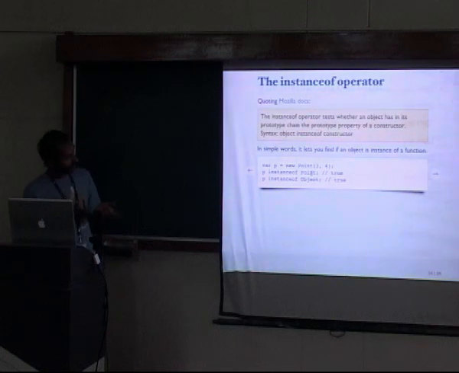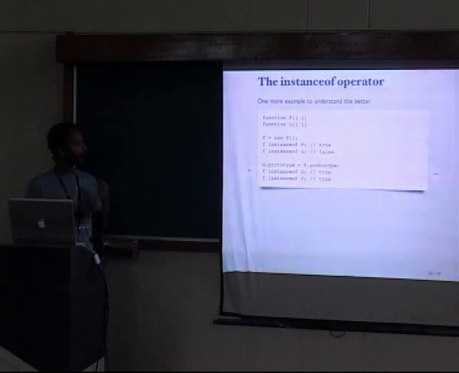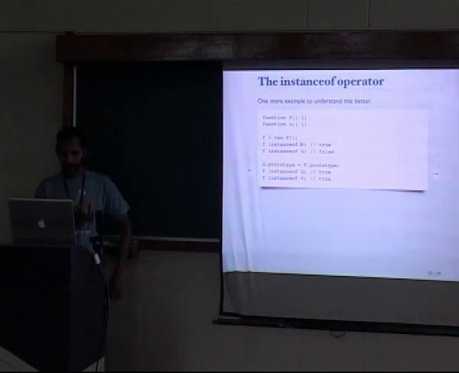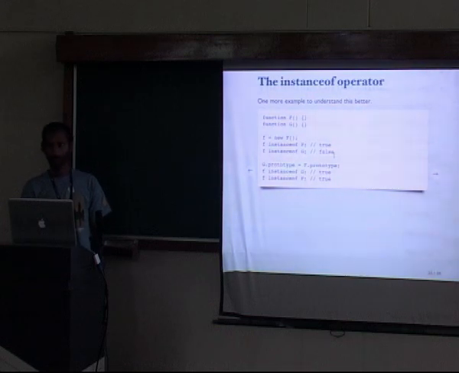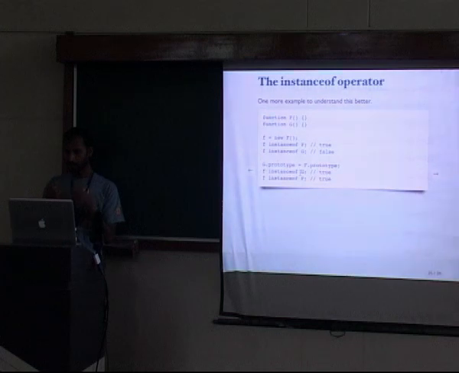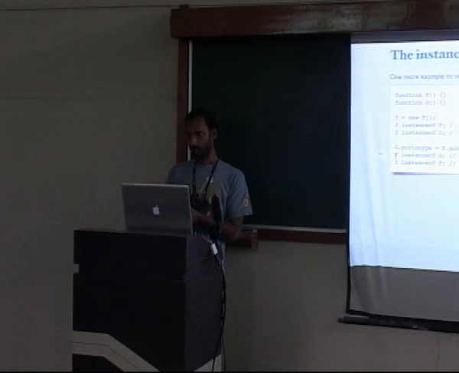If you see here, p is an instance of Point, but it's also an instance of Object. If you look at the previous example, here we have two functions f and g. When you say x is an instance of f, it will be true, but it won't be an instance of g. But when you make the prototype the same, both become true. Why? Because all this is doing is taking the function we're giving here and its prototype, and then checking if this object's prototype chain has it or not.